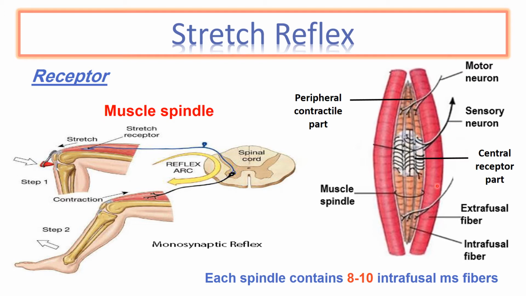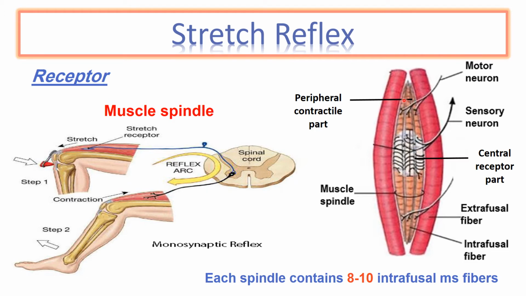Those red fibers are extrafusal muscle fibers, which are the normal muscle fibers that contract. But within the extrafusal muscle fibers, there is another part called muscle spindle. Each spindle contains about 8 to 9 intrafusal muscle fibers, orange in color, as you see.